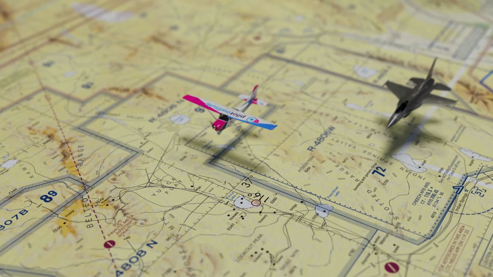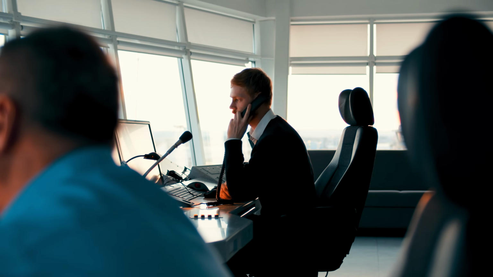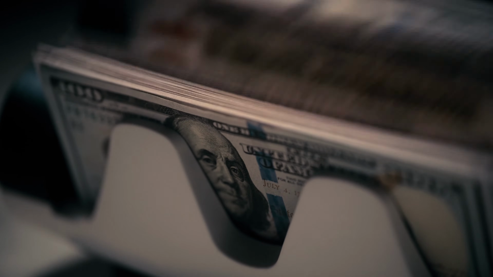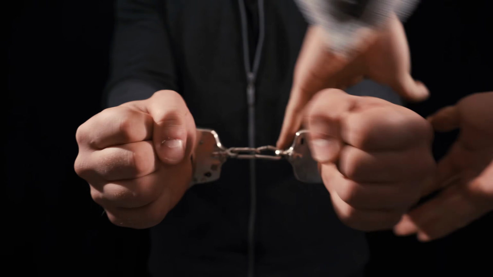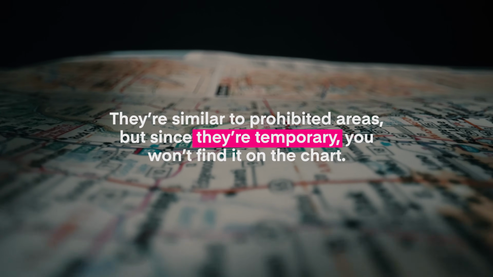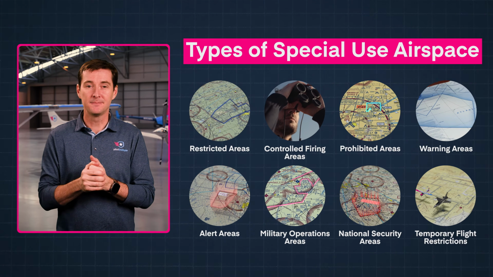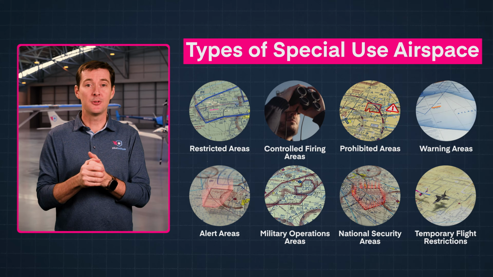This airspace is known for countless fighter jet intercepts and also awkward conversations with ATC. Most pilots will face heavy fines and even criminal charges. It's similar to prohibited areas, but with one fundamental difference. It's temporary, meaning that you won't find it on the chart. It's the temporary flight restriction, or TFR. But why do they even exist and how do you avoid them?